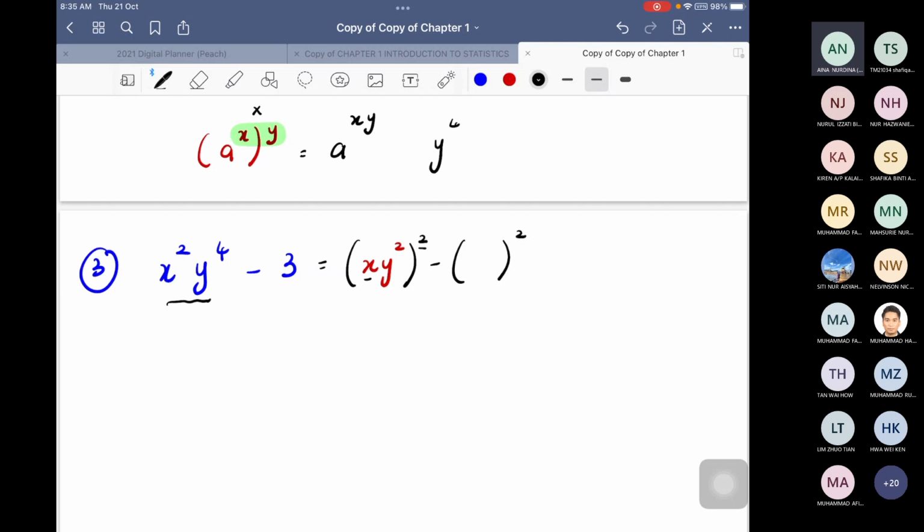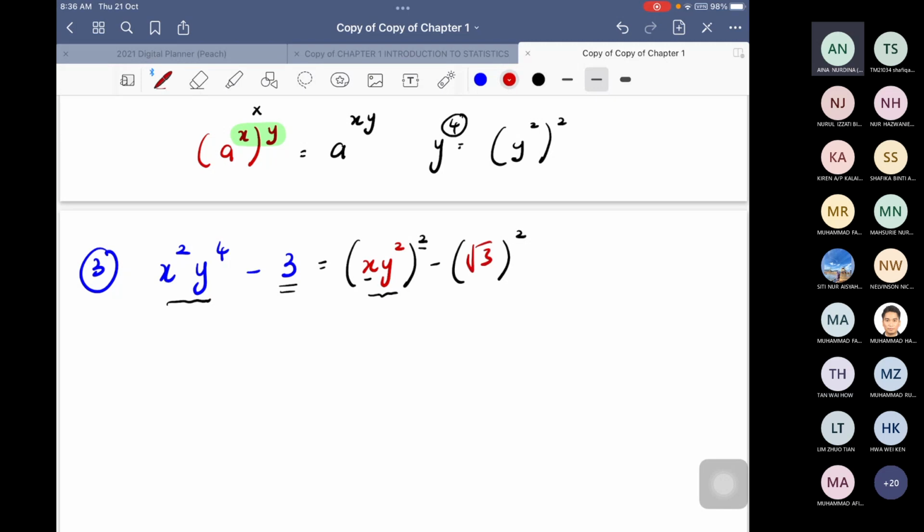But for the case of Y to the power 4, when we want to make it power 2, we need to make it 4, so therefore 2 times 2, so it will become 4. So that is why our A is XY to the power 2. And what about the B value? So what is going to be the B value? I have 3. Square root 3. Okay, that's right. So that is going to be square root of 3.